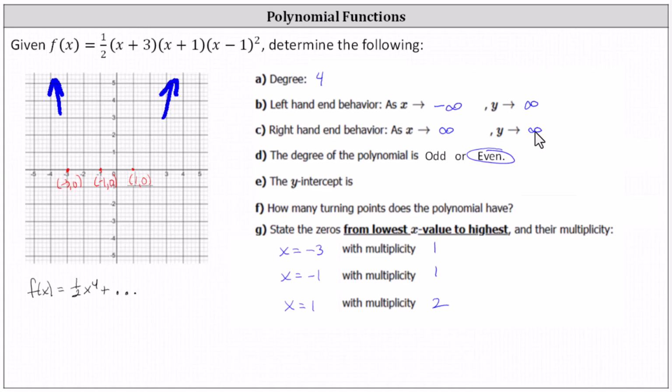And now let's determine the y-intercept. The y-intercept is where the graph intersects the y-axis. Every point on the y-axis has an x value of 0. To determine the y-intercept, we determine f of 0. F of 0 equals 1/2 times 3 times 1 times the square of negative 1, which is 3/2. The y-intercept is 0, 3/2. If we want 0, 1.5. Let's go ahead and plot this.